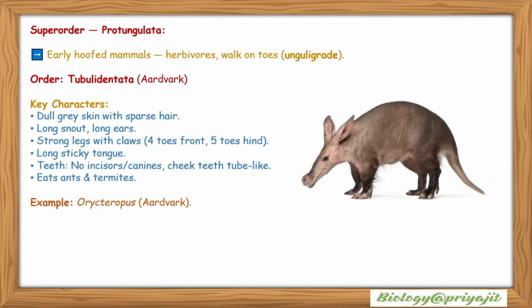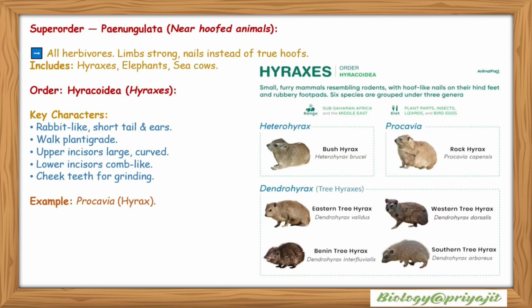The second superorder is the Protungulata, which includes the early hoofed mammals, herbivores that walk on toes, or Unguiculata. It includes one order, Tubulidentata, or aardvark, whose key characters are dull grey skin with sparse hair. They have a long snout and long ears, strong legs with claws, 4 toes in front and 5 toes behind, and a long sticky tongue. Their teeth have no incisors and canines. Cheek teeth are tube-like. They eat ants and termites. Example: Orycteropus, or aardvark.